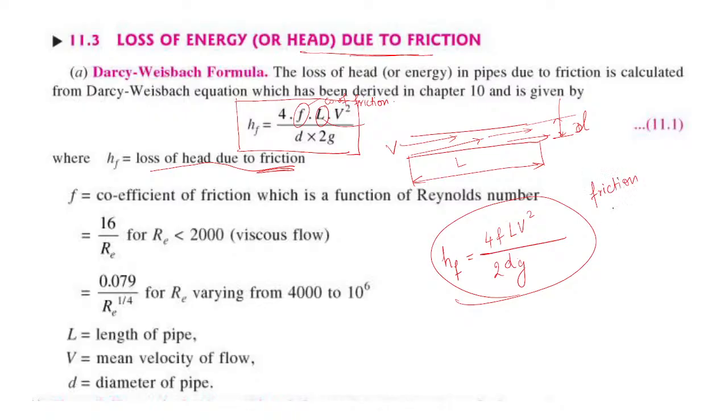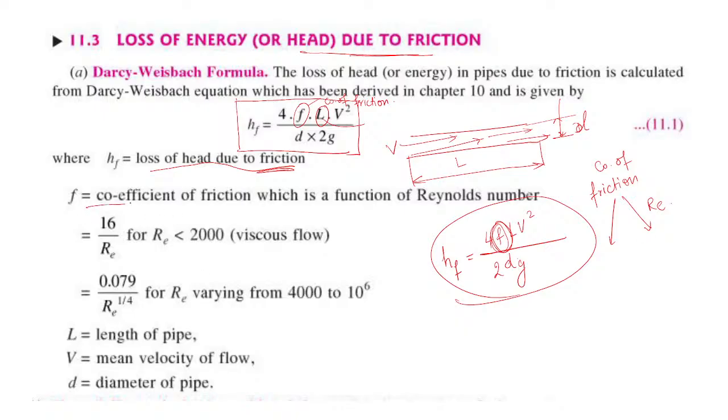Now here are two things. To find this h_f, the f factor you need to obtain, and this plays a very vital role with the effect of Reynolds number. Okay, the coefficient of friction depends on your Reynolds number. If your Reynolds number is less than 2000, that is if it is laminar, you have to use a different formula. If it is turbulent, more than 4000, you have to use a different formula, right?